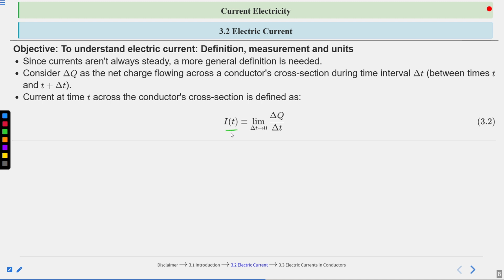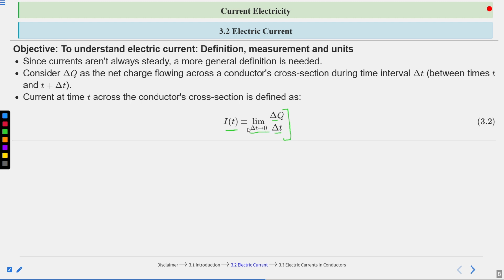I of t, which is the current at a time, equals the limit as delta t tends to 0 of delta Q upon delta t. This is the charge flowing across the conductor upon the time interval. If the current is steady, this formula is valid. But if the current is not steady, this formula is not valid. We have to put the limit.